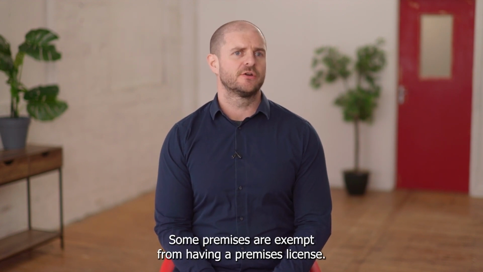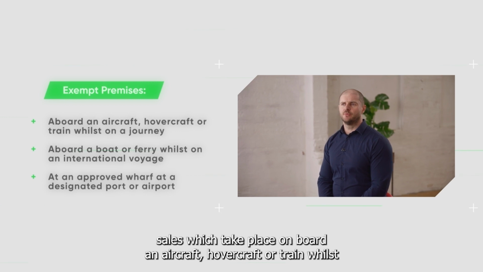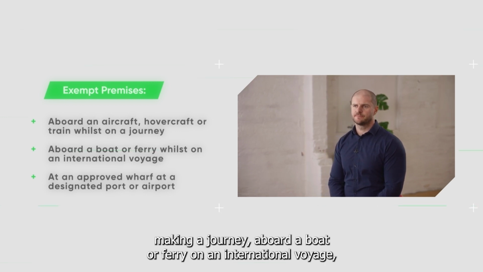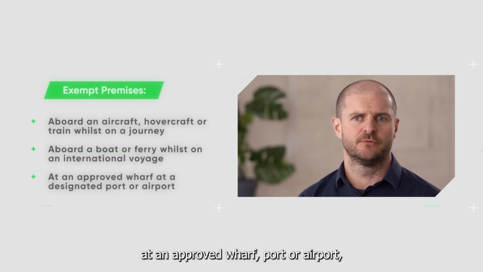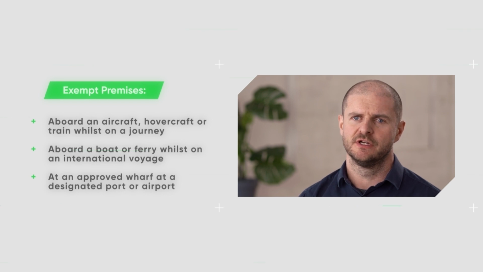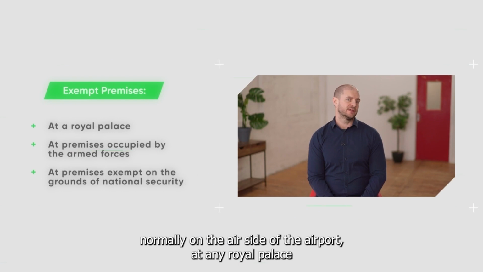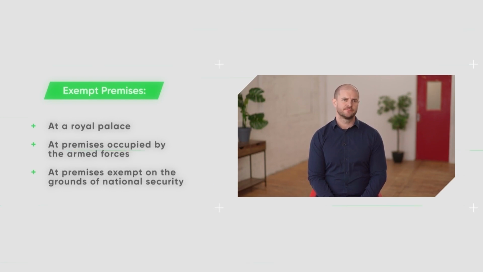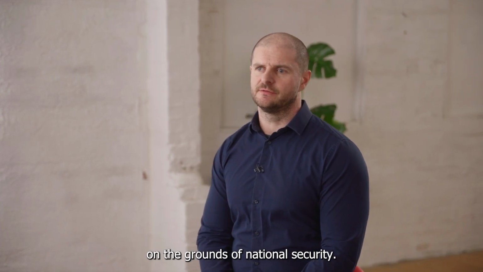Exempt premises. Some premises are exempt from having a premises license. These could include sales which take place on board an aircraft, hovercraft, or train whilst making a journey, aboard a boat or ferry on an international voyage, at an approved wharf, port, or airport, normally on the air side of the airport, at any royal palace, or at any premises occupied by the armed forces, or at any premises exempt on the grounds of national security.